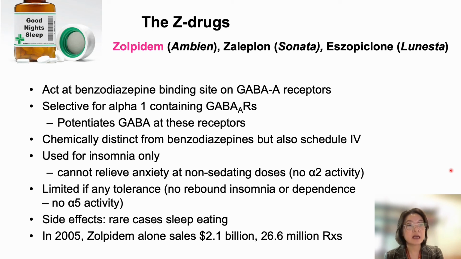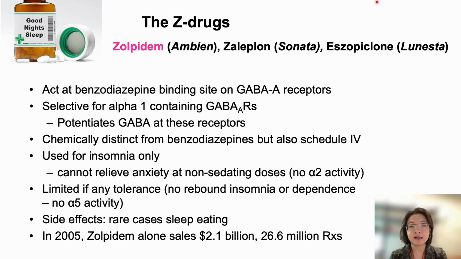Now, the Z drugs are chemically distinct from benzodiazepines, but they still potentiate GABA at this site, and they are still classified as Schedule IV drugs. Now, importantly, the Z drugs are used for insomnia only because they can't relieve anxiety at non-sedating doses due to the lack of activity at the alpha-2 subunit. In addition, there is limited, if any, tolerance, so no rebound insomnia or dependence occurs because of lack of activity on the alpha-5 subunit.